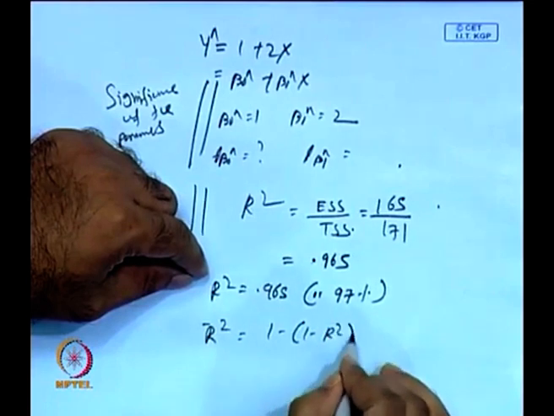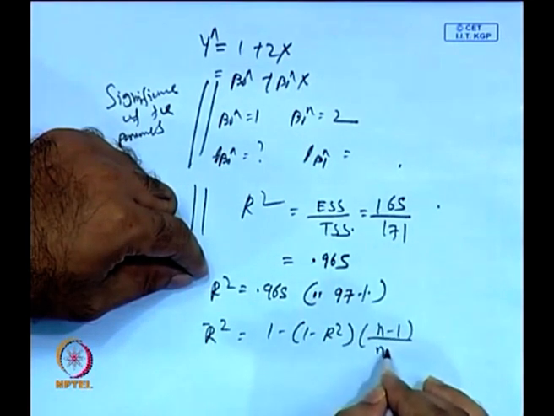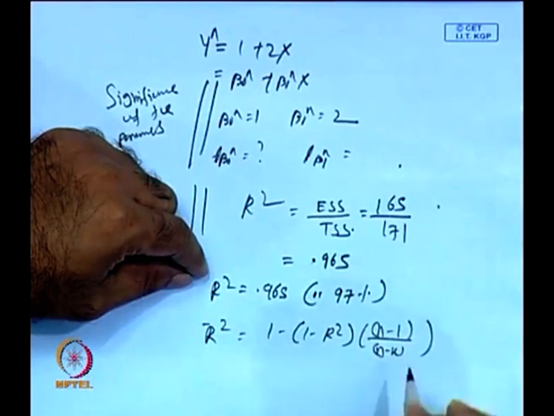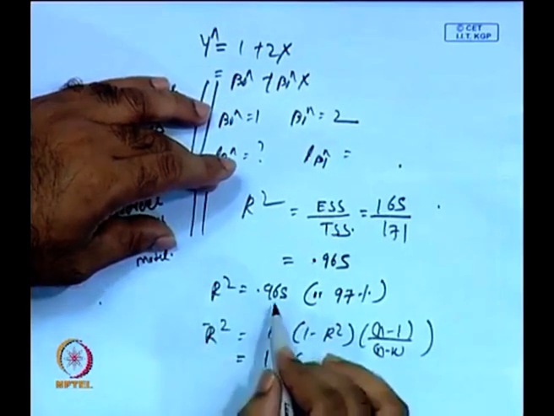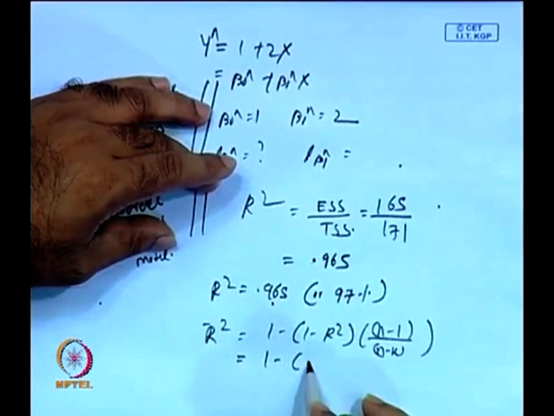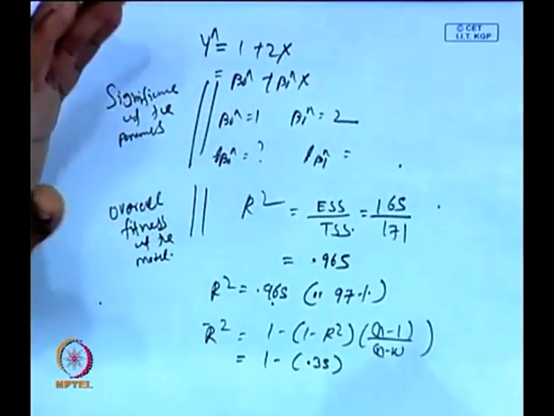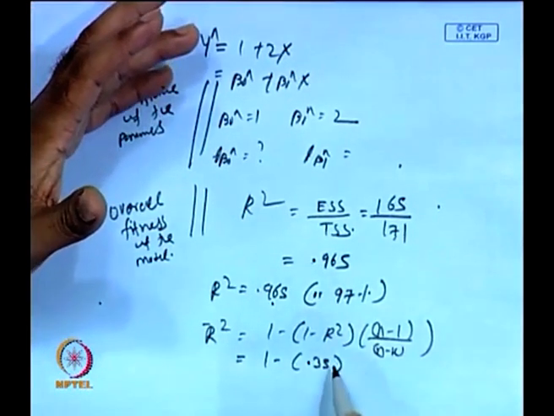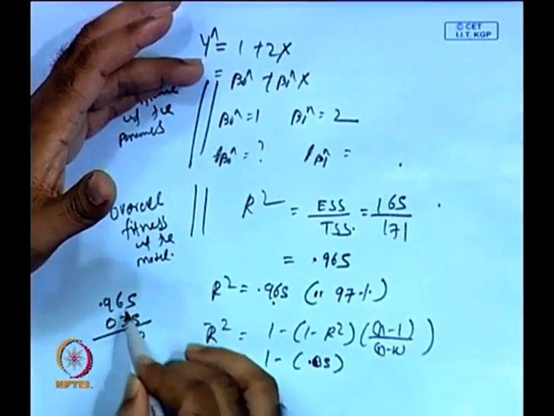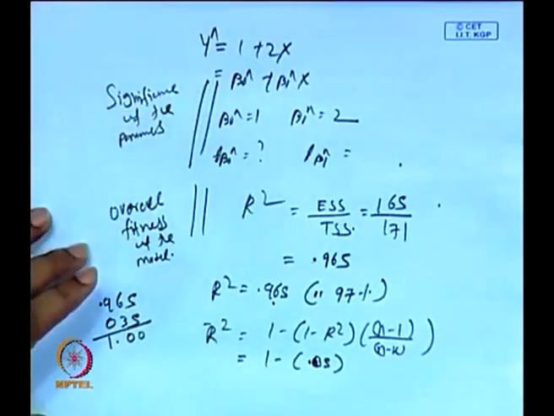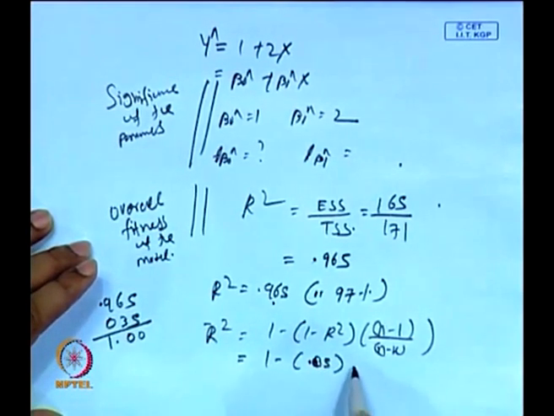Similarly, we will get adjusted R square. Adjusted R square is equal to 1 minus (1 minus R square) into (n minus 1) divided by (n minus k). Now 1 minus R square, that is 1 minus 0.965, is 0.035. Then n minus 1 is 5 minus 1, which is 4, divided by n minus k, which is 5 minus 2, that will be 3.